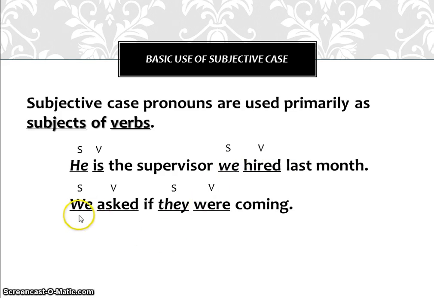Another one, we asked if they were coming. We is the subject of the verb asked, or the one doing the asking, and they is the subject of the verb were, because it's they who were coming. So if you can remember this, this will help you a lot with using the correct pronoun.